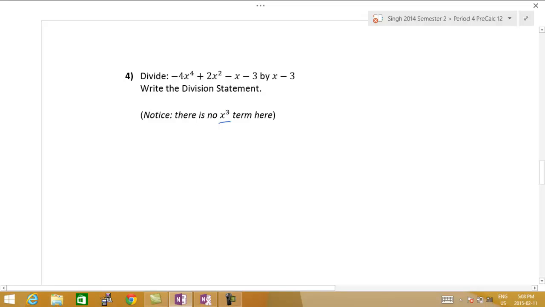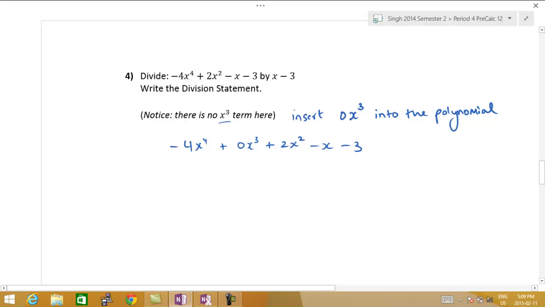Whenever the x cubed term is missing, or any term is missing, we're simply going to insert it into our equation as 0x cubed. So that's going to rearrange my polynomial into this form: negative 4x to the 4 plus 0x cubed plus 2x squared minus x minus 3. Right, and now I'm simply going to be dividing this by x minus 3. So that's my goal.